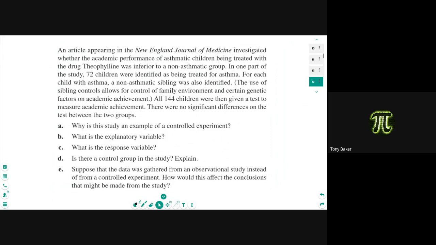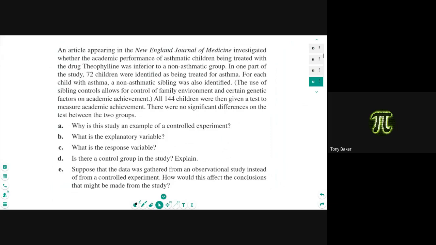This one might be a little tougher. Academic performance. Almost. On the test. They gave a test, so the response variable is the academic performance on that test. Because academic performance can be measured a bunch of different ways, they specifically gave them a test to determine their achievement. They probably gave it to them before and then down the line to see if there was any major change in that.